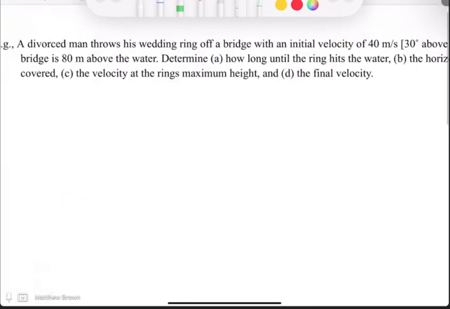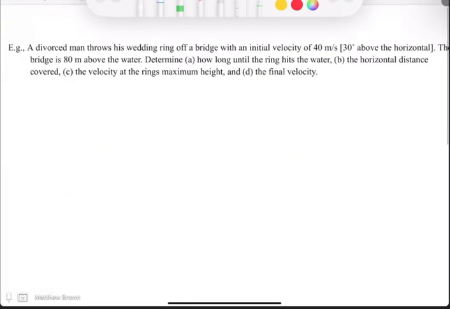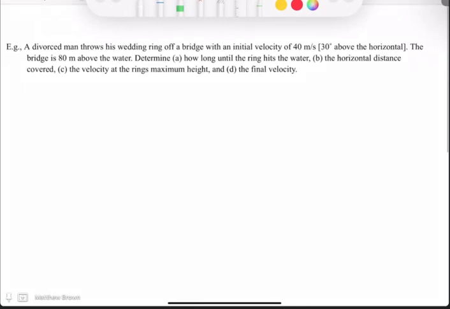All right, so let's look at an example. We have a divorced man who throws his wedding ring off a bridge with an initial velocity of 40 meters per second, 30 degrees above the horizontal. The bridge is 80 meters above the water, so we want to determine how long until the ring hits the water, the horizontal distance covered, the final velocity at the ring's maximum height, and the final velocity when it hits the water. So already the range equation is no good, because it starts at a height 80 meters above where it lands, right?